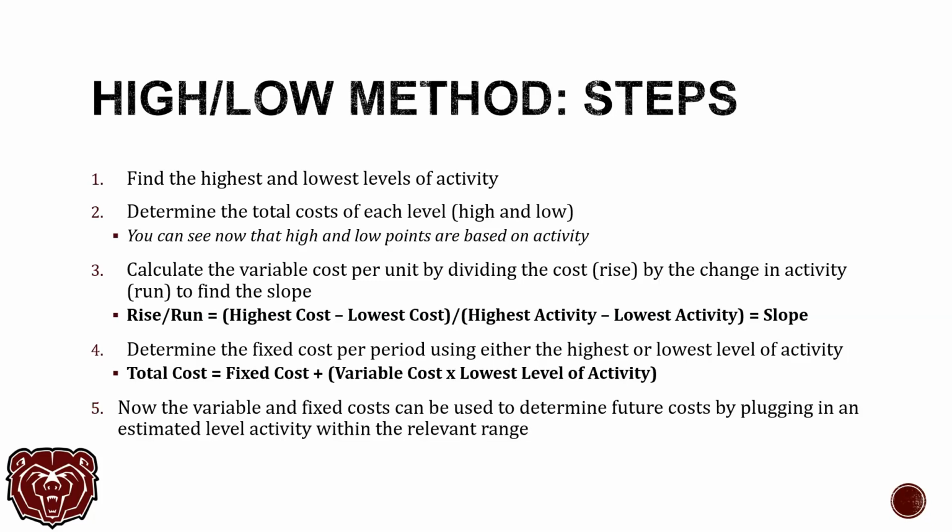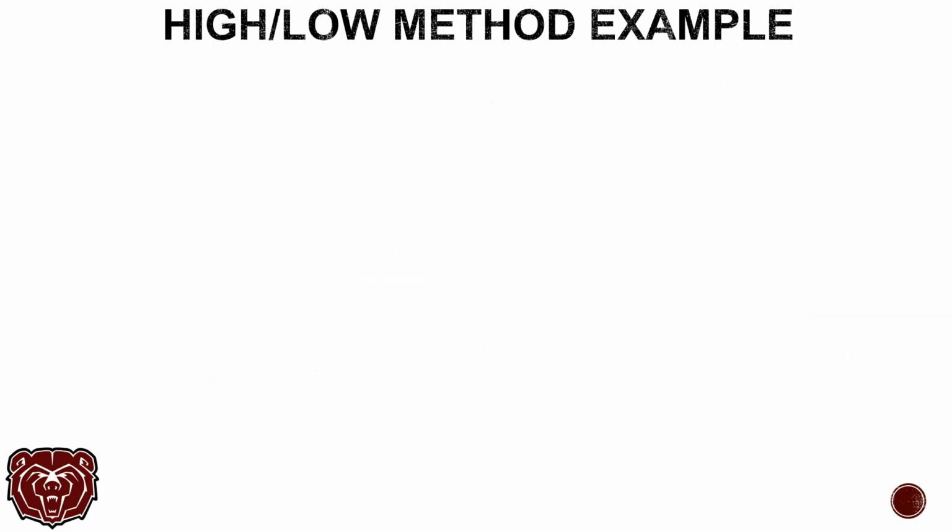Okay, and then the variable and fixed costs can be used, once we find them, to determine the future costs by plugging in an estimated level of activity within the relevant range. So we could say, hey, how much are our costs going to be if we decided to produce 75 units this period? Okay, so next we're going to walk through a quick example here.